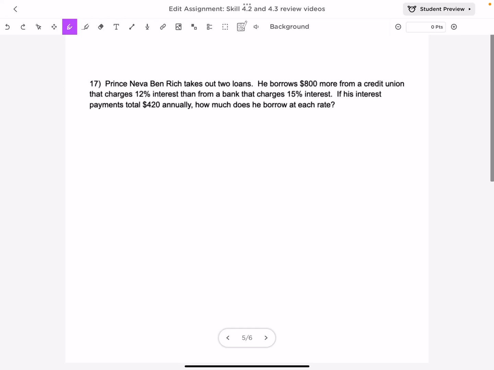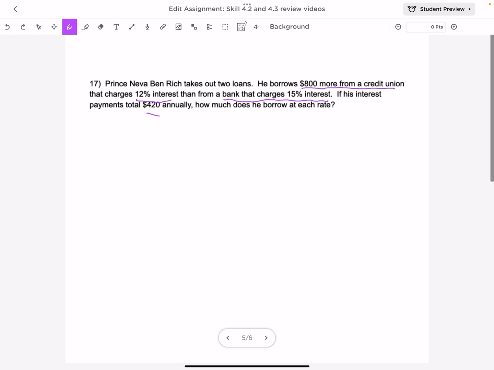All right, so for problem number 17, Prince Neverbeenrich takes out two loans. I kind of like that, Neverbeenrich. He borrows $800 more from a credit union. This is pretty key: $800 more from a credit union that charges 12% interest than from a bank that charges 15% interest. If his interest payments total $420 annually, how much does he borrow at each rate?